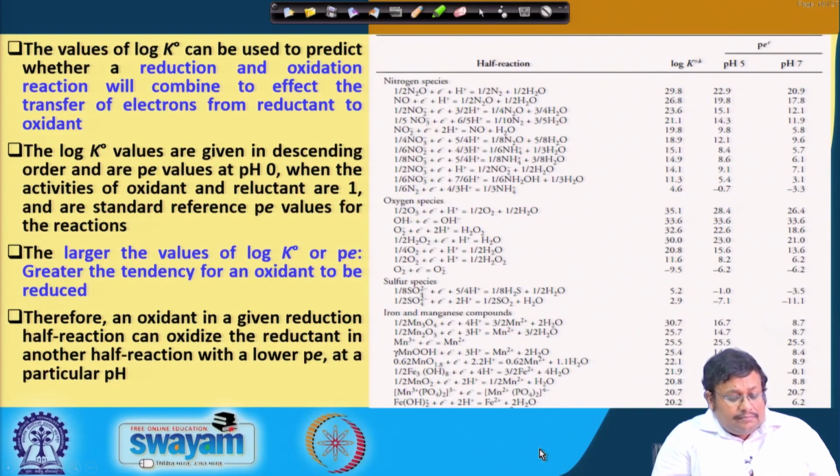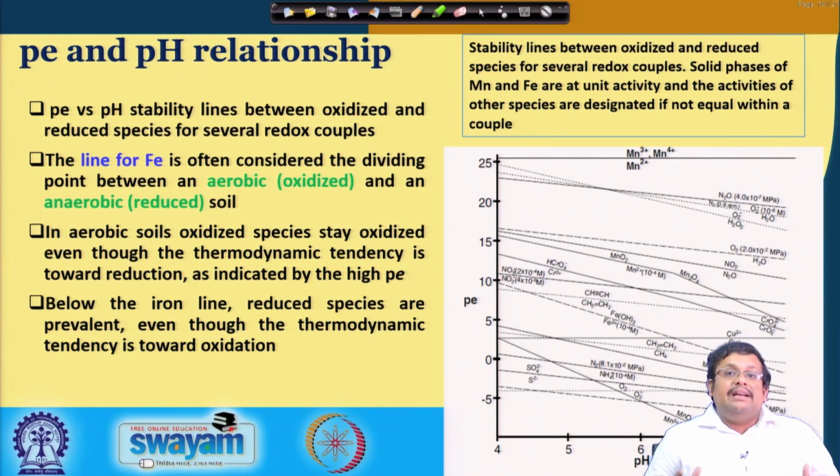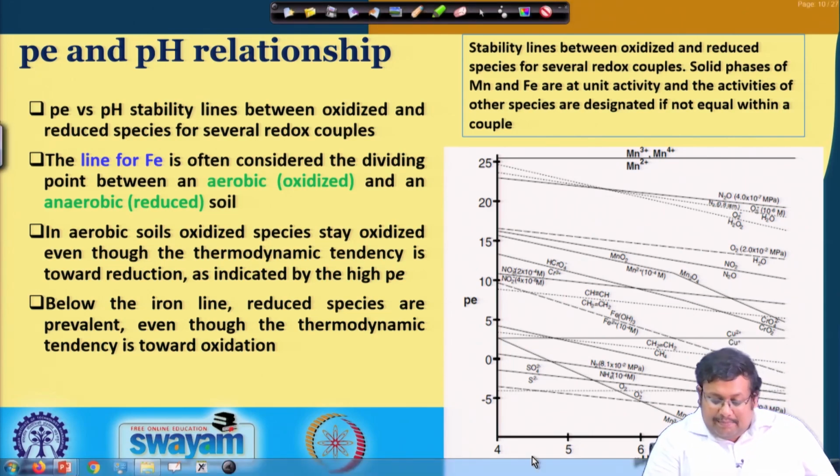Now, pE and pH stability lines between the oxidized and reduced species. We are plotting pH and pE here on the x and y axis, and it shows the pE and pH stability lines between the oxidized and reduced species for several redox couples. We can see here, for example, Mn3 plus, Mn4 plus and Mn2 plus. Similarly, we can see Fe3 plus, Fe2 plus, Cu2 plus, Cu plus. So, we can see several redox couples, and these lines show the stability between the oxidized and the reduced species for these different redox couples.